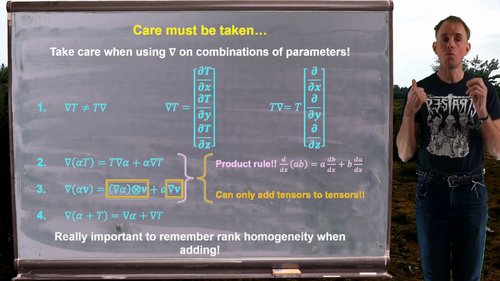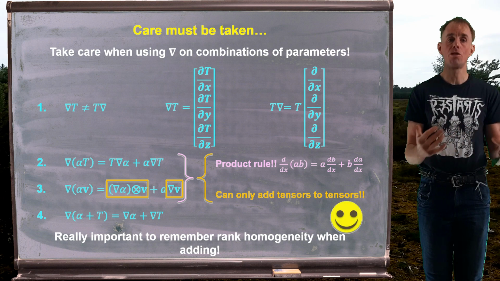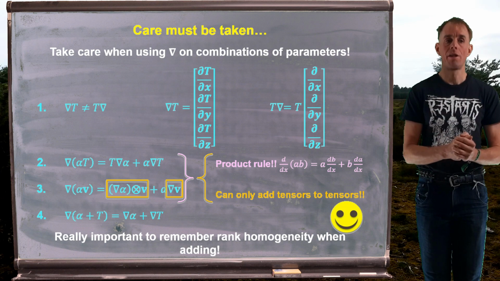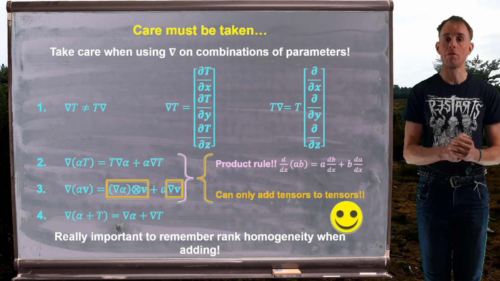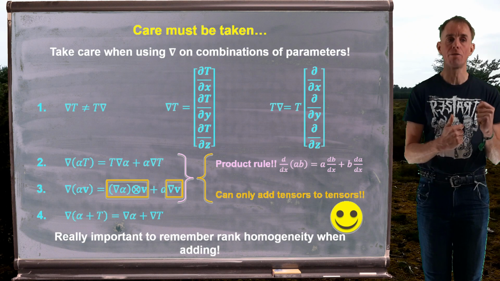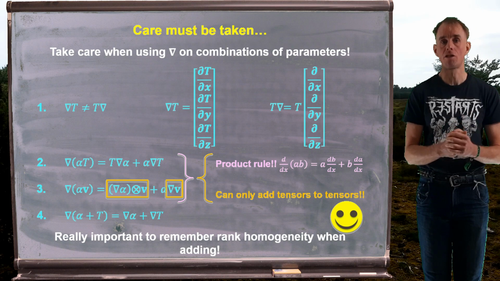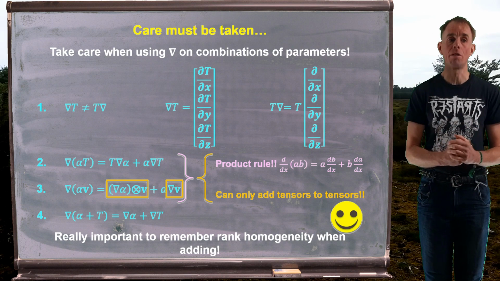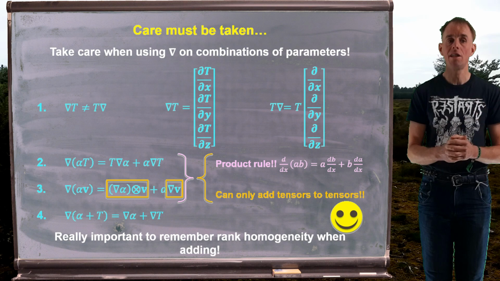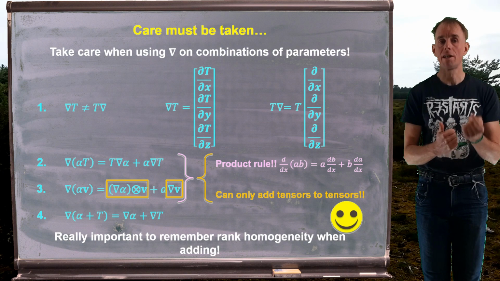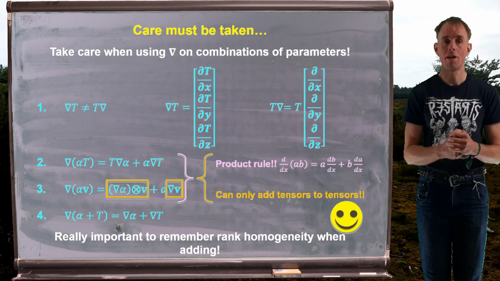If we just think of one final example, let's say we've got two scalars added together in brackets. If this was just a simple d by dx, if we had d by dx of alpha plus t, it's just d alpha by dx plus dt by dx. Same with the gradient operator. Grad of alpha plus t is just grad alpha plus grad temperature, grad t.